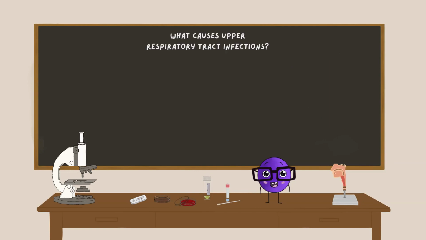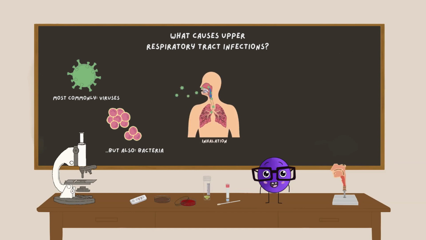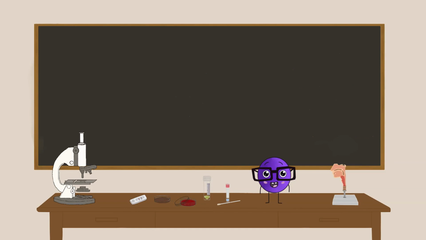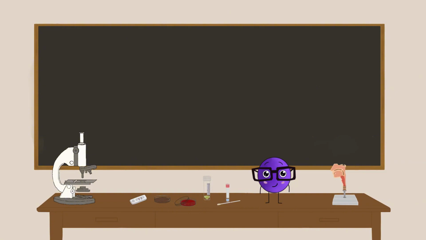So what causes these infections? Upper respiratory tract infections are usually caused by viruses, though bacteria are also known to cause trouble. These pathogens spread through inhalation of airborne droplets, direct contact with contaminated surfaces, or close personal contact. Ever been on a packed train during flu season? Yeah, that's a perfect environment for upper respiratory tract infections. Let's take a look at the culprits that cause URTIs, shall we?